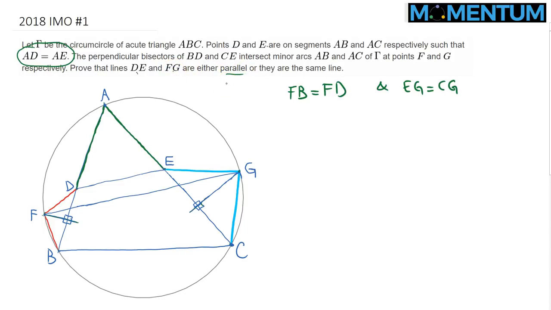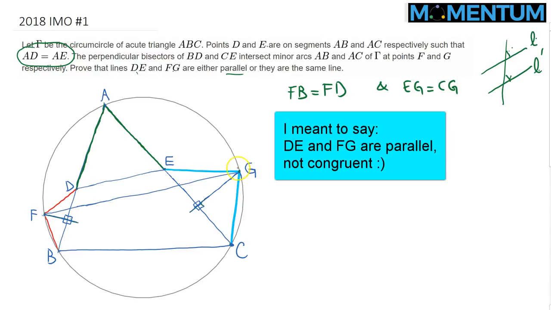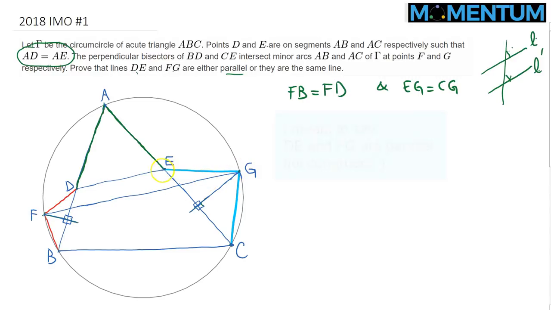I'll provide two different proofs. The main idea of the proof is, if you want to show that two lines, let's say line L and L prime, are parallel to each other, one method would be to draw a transversal and check the corresponding angles. If I can show that the corresponding angles are congruent, then that would show that those two lines L and L prime are parallel. Therefore, to show DE and FG are parallel, you can check corresponding angles.